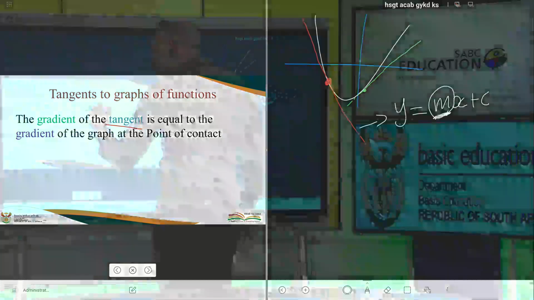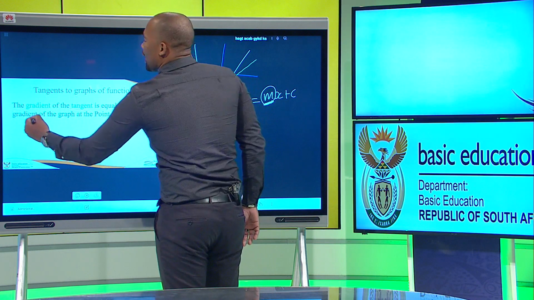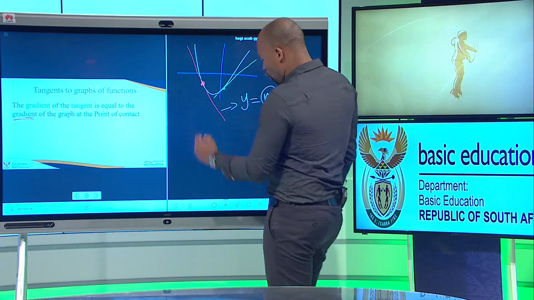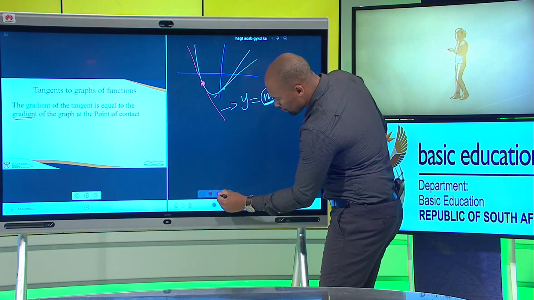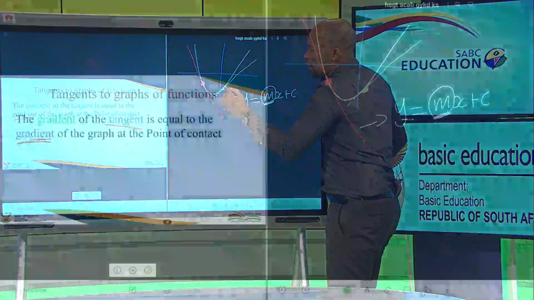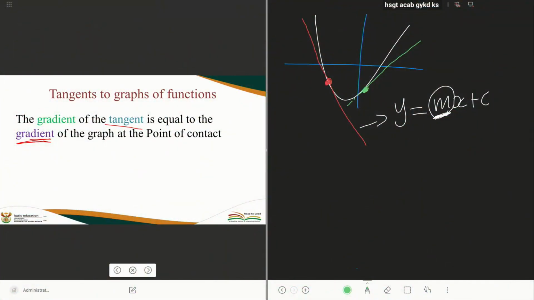They are saying the gradient of a tangent is equal to the gradient of the graph at the point of contact. Oh, they are saying now, at the point of contact, where we are having the gradient at the point of contact. So I can give you the correct naming of it. The gradient at the point of contact is also sometimes given as an average gradient at a given point of contact there. My point of contact.